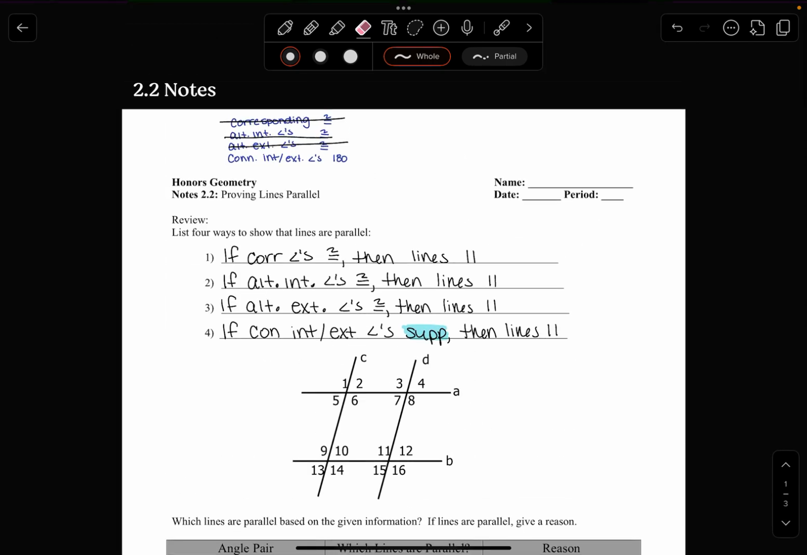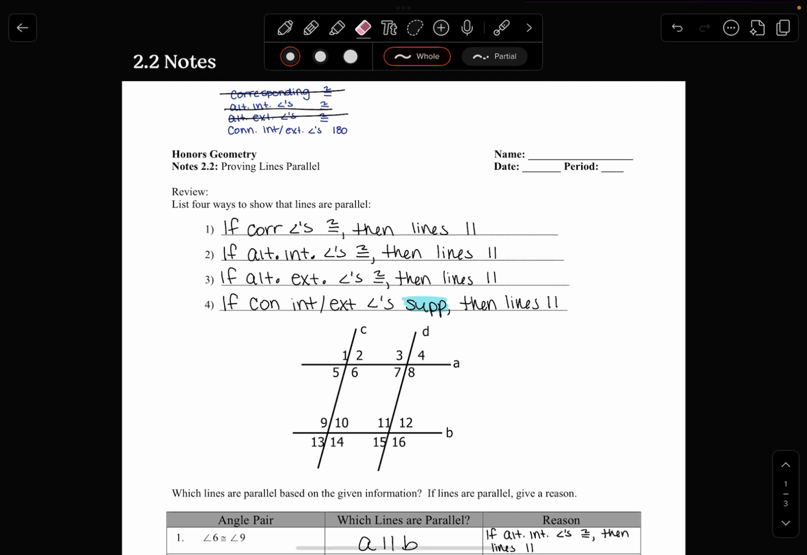Anyways, that's it. So it's kind of like what we did yesterday or in the last set of notes, but you're just doing a little bit more with your information. So in our last set of notes, we were given parallel lines. We were finding angle pairs. In this set of notes, we were given angle pairs and we were finding parallel lines.